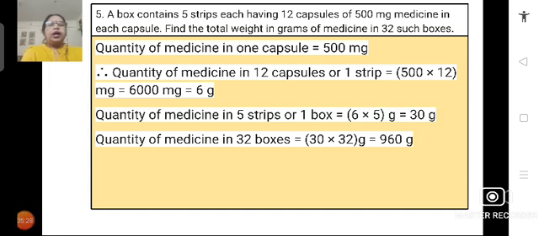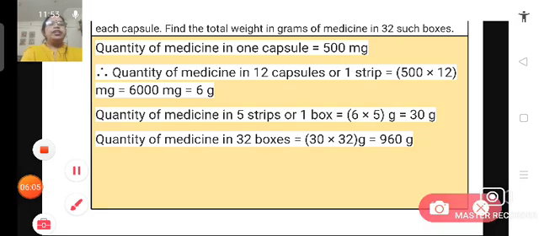Question number 5. A box contains 5 strips, each having 12 capsules of 500 milligrams medicine in each capsule. Find the total weight in grams of medicine in 32 such boxes. So we have a box, each box contains 5 strips and each strip contains 12 capsules and each capsule contains 500 milligrams of medicines. And what we have to do? We have to find the total weight in grams of medicine in 32 such boxes. So how do we solve this problem?